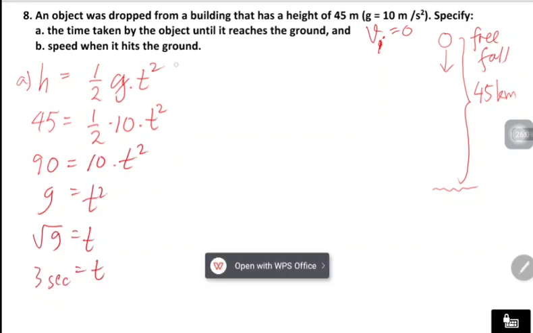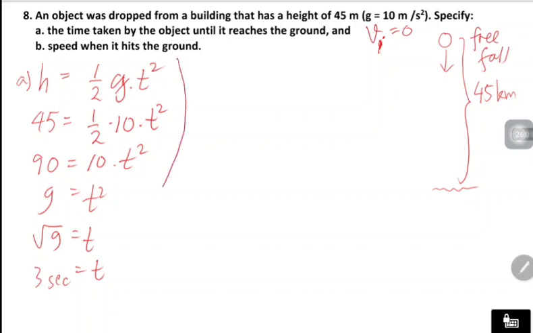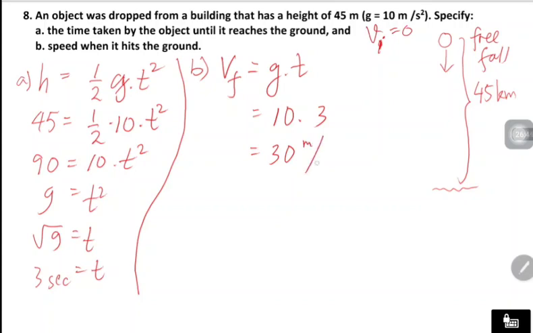Okay, next B, the speed. The speed can be found with the formula: final velocity equals g times t. Gravity acceleration is 10 times t, which is 3, so 30 meters per second.